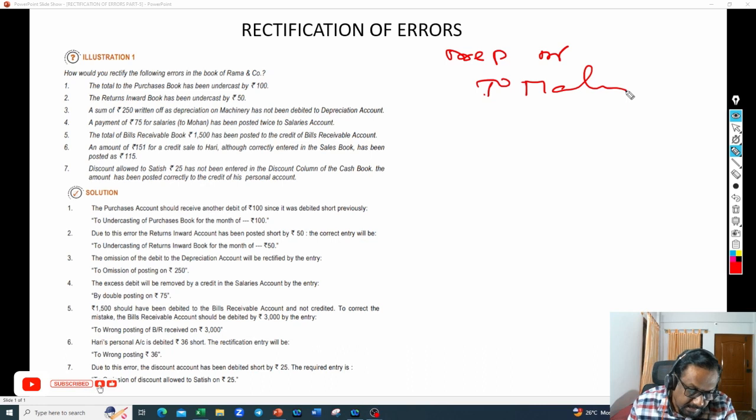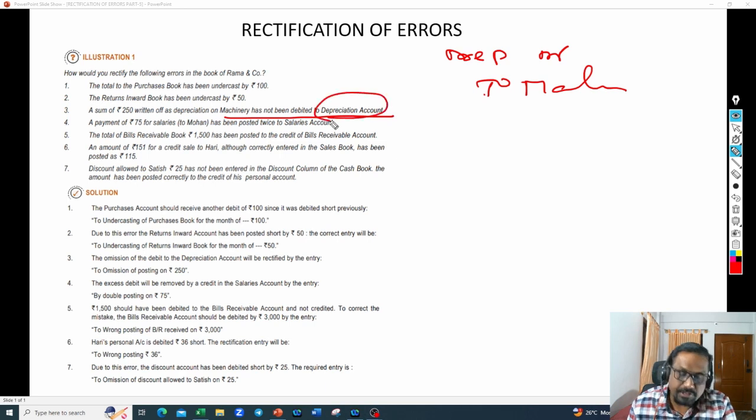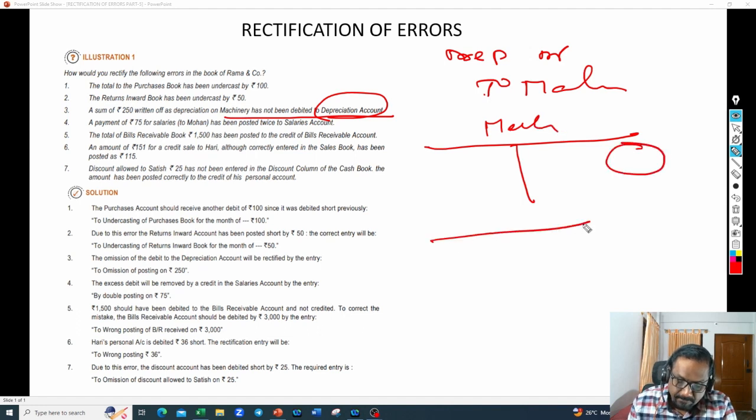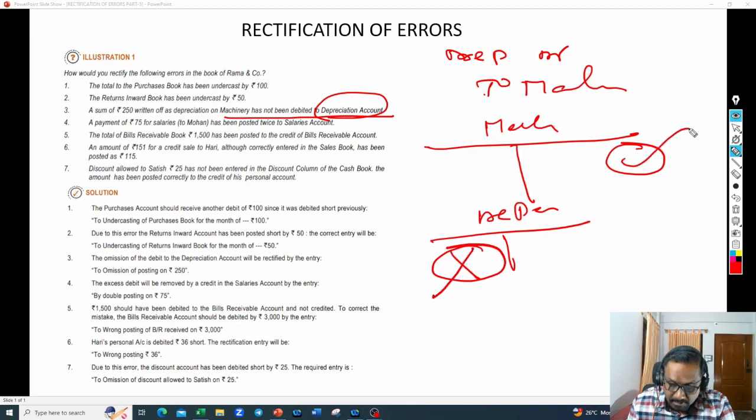So what is he saying? Depreciation on machinery has not been debited to depreciation account. If I prepare machinery account, that has been credited. When I prepare depreciation account, that has not been debited. They forgot to record here, but this has been recorded. This has been forgotten to record.